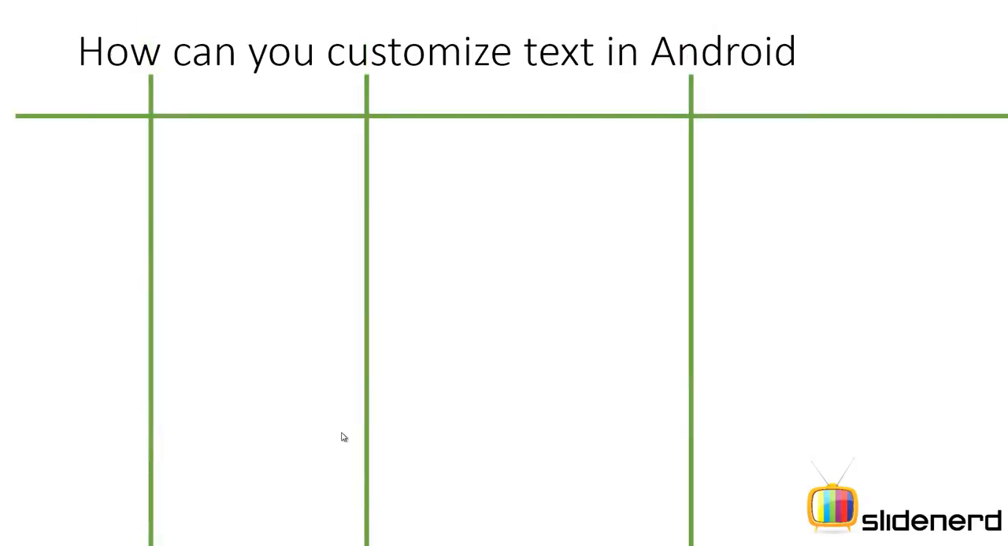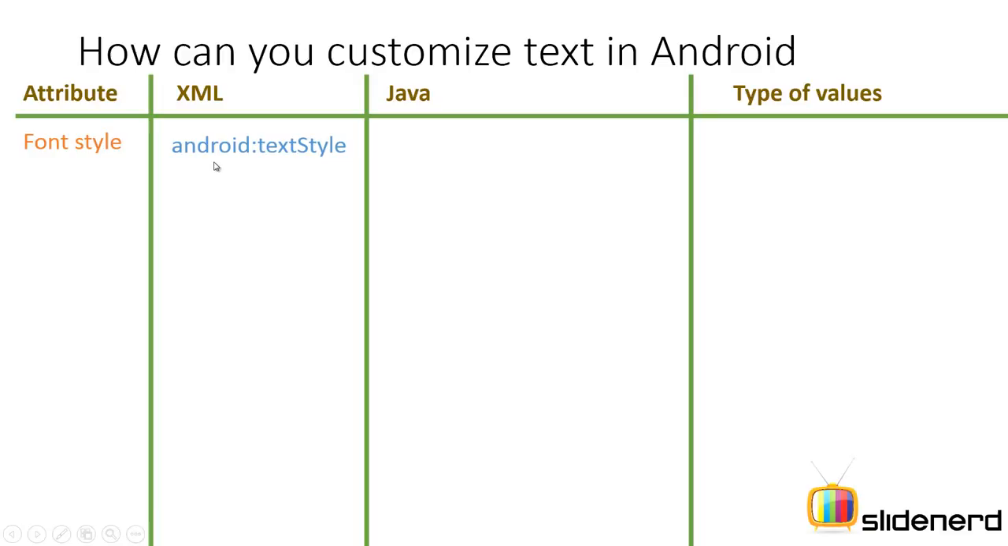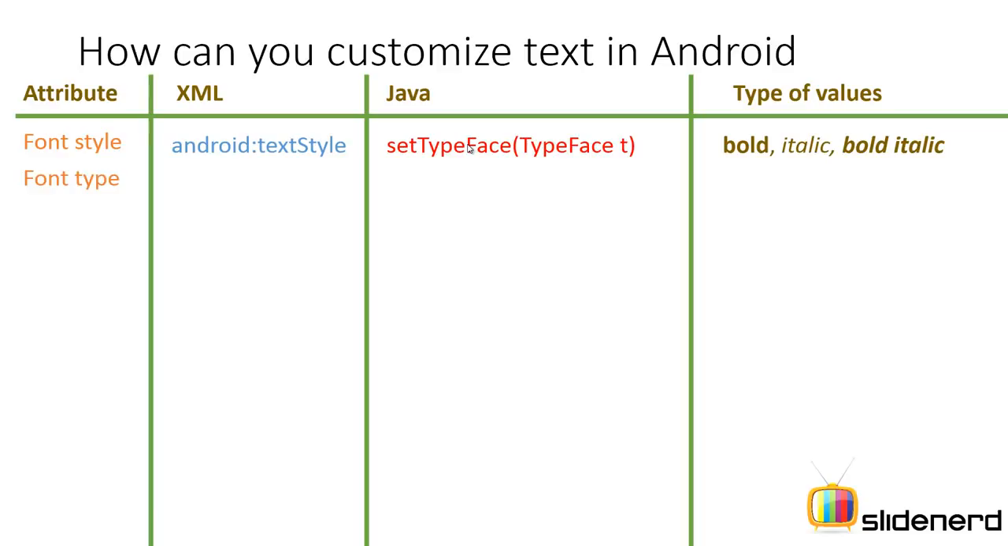There's a table that shows the different attributes, the XML value for that, the Java value, and the type of values it supports. So if you have font style, in XML you have an attribute like Android text style that controls that. In Java you have this method set typeface that controls the same thing, and the type of values it supports, there are three of them: bold, italic, and both of them combined at the same time. Then you have your font type, which is supported in XML using this Android typeface attribute. In Java you have the set typeface method, which does the same thing.